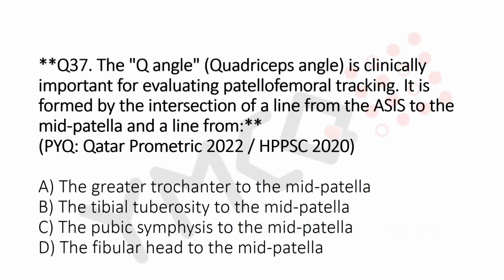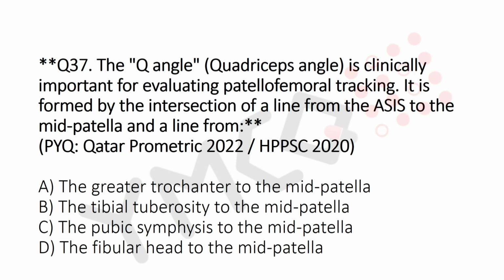Now let's move to question number 37. The Q angle, or the quadriceps angle, is clinically important for evaluating patellofemoral tracking. It is formed by the intersection of the line from the ASIS to the mid-patella and a line from: option A, the greater trochanter to the mid-patella.